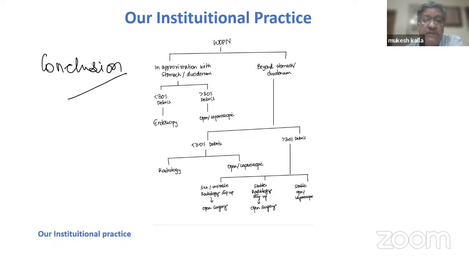But if it is more than 30%, then these patients would probably require open surgery, or, in a stable setup, laparoscopic procedures can be done for these patients.